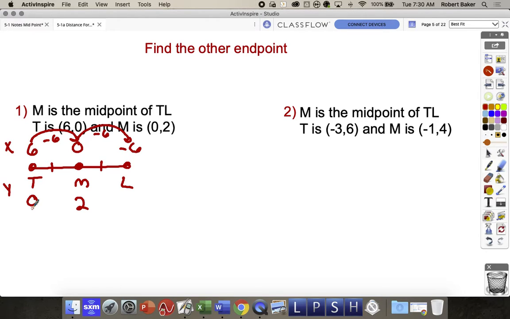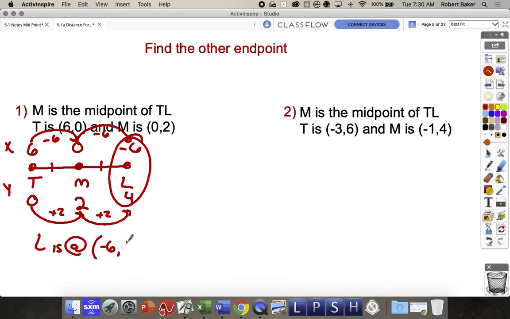Same thing here. How do I get from 0 to 2? Plus 2. And then again, plus 2. 2 plus 2 is 4. So the other endpoint L is at the location negative 6, 4. That keeps the rate of change consistent from endpoint to midpoint and midpoint to endpoint.